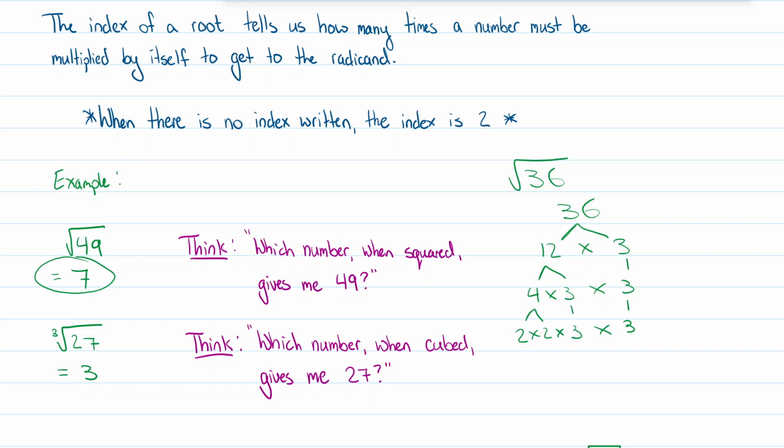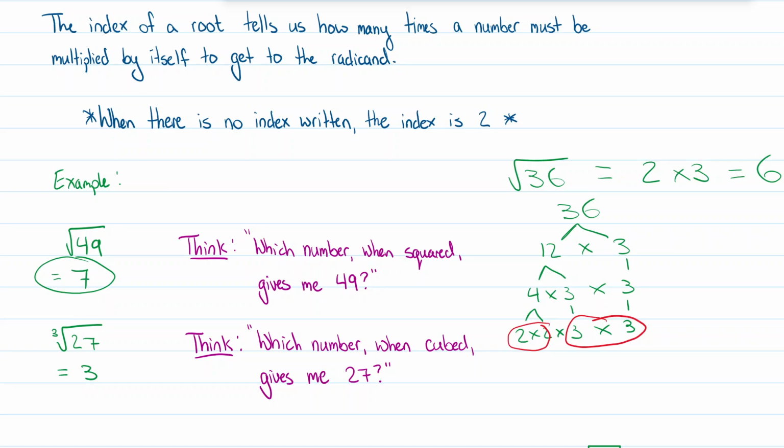When we get to the end and we get all prime numbers, we group our numbers into groups of 2. So we have 2 2s and 2 3s. And so we say that the square root of 36 is going to be 2 times 3, which is just 6. So 6, when multiplied by itself, gives you 36. And that's a way to find it out, by using something called prime factorization.